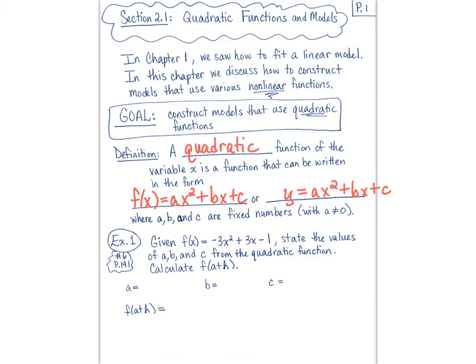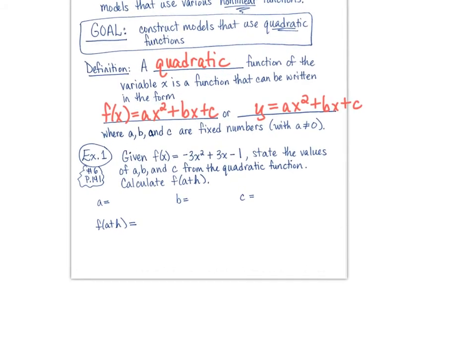Okay? So now let's look at an example here. Given f of x equals negative 3x squared plus 3x minus 1, state the values of a, b, and c from the quadratic function, and then let's use that to calculate f of a plus h. So what is a here for us? Negative 3. Excellent. What's b? 3. Good. What's c? Negative 1.